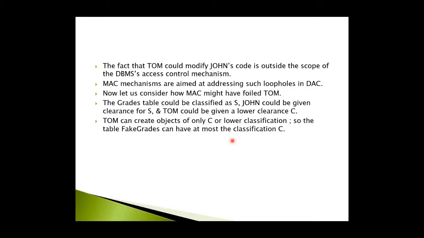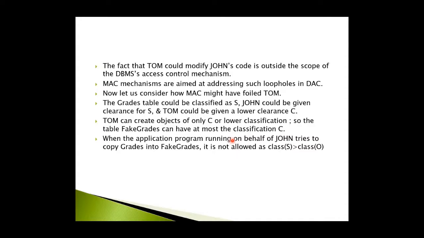Since Tom has the clearance C, which is lower compared to the clearance assigned to John as well as the grades table, what will happen? The table fake grades can have at most the classification C. As a result, when the application program running on behalf of John tries to copy the grades into the fake grades table, it will not be allowed.